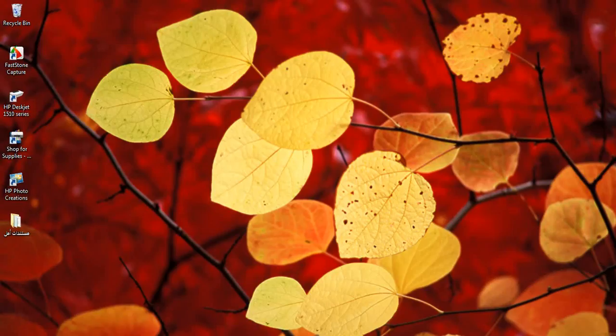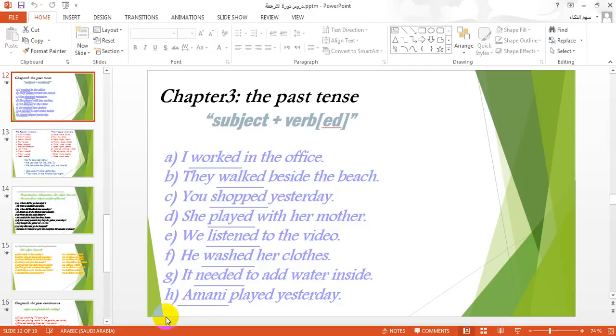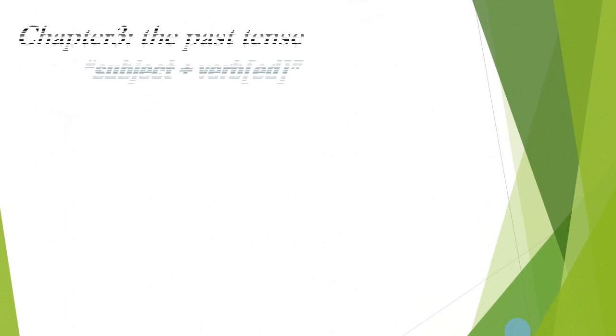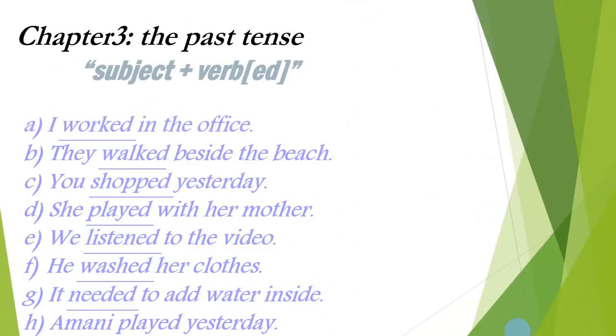But in the past tense, let us focus on the third chapter. The form of the past tense will be like below: the subject plus the verb ed. Even if the subject is he or she or it, we add ed to its verb, like the examples below, and also for I and they and we, and also the nouns.